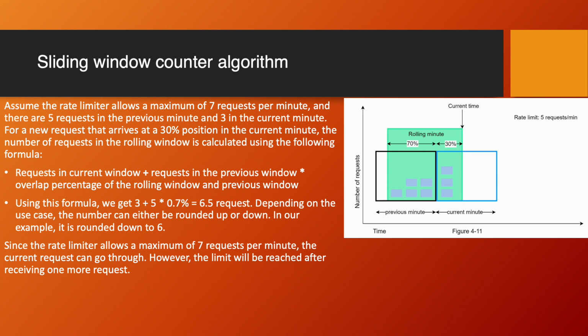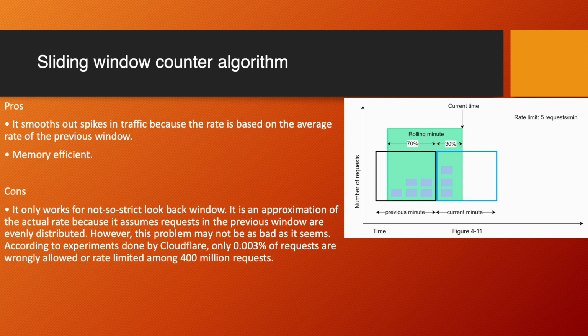Depending on the use case, the number can be rounded up or down, and in our example, it is rounded down to 6. Since the rate limiter allows a maximum of 7 requests per minute, the current request can go through. However, the rate limit can be reached after receiving 1 more request.